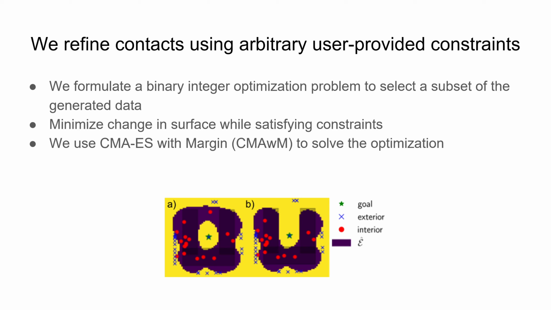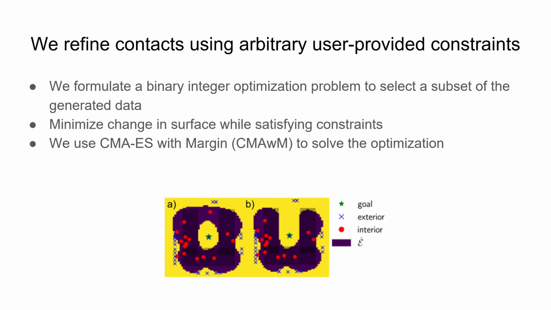We formulate an integer optimization problem solved with CMAES with margin, or CMAWM, a particle-based optimization method. We compute a binary value for each point in the dataset, where a value of 0 results in the data point being removed. We construct an objective for CMAWM that minimizes the change in the surface as a result of the optimization while ensuring constraint satisfaction.